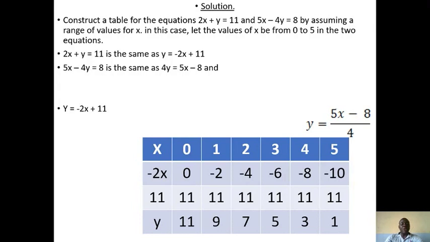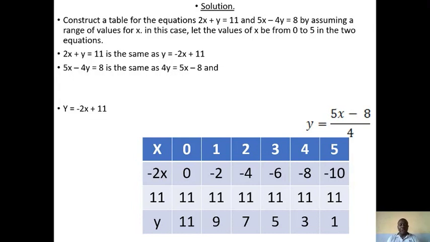Because minus 4y is negative, for it to be positive I need to move it to the other side of the equation, and I move 8 to meet 5x. So we now have 4y equals 5x minus 8. Because we want to make y the subject of the formula, we divide both sides by 4. So we now have y equals 5x minus 8 all over 4. Now we need to construct the table for each of the equations.